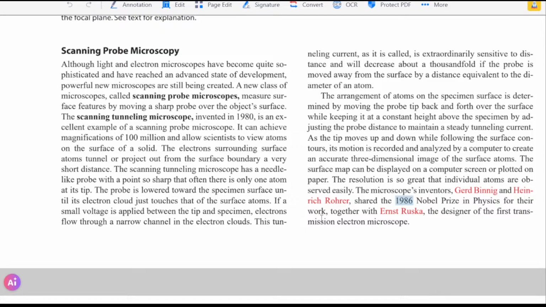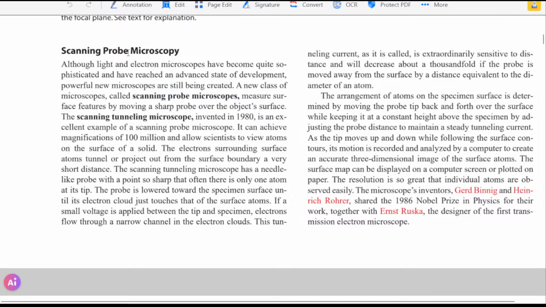This is 2025. So although the light and electron microscope have become quite sophisticated and have reached an advanced state of development, we know that electron microscope can see quite deeply into an object to organelles level, right? But we need to go to the atomic level. How did we discover atoms? How? Guys, you need to think, how did the atoms come out of nowhere? I know there are theories that there is something that shows that there are atoms, but can we see it? Yes. Because of the scanning probe microscopy, we can see it.